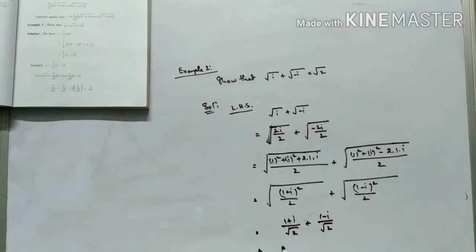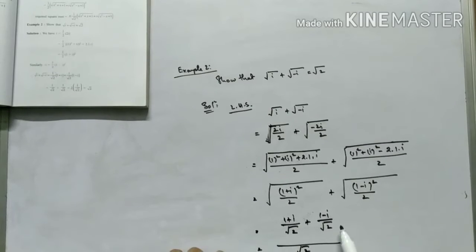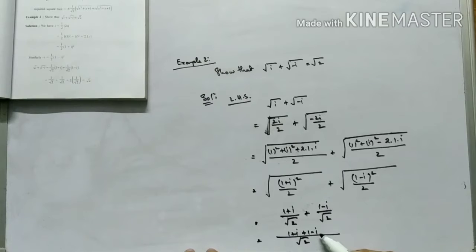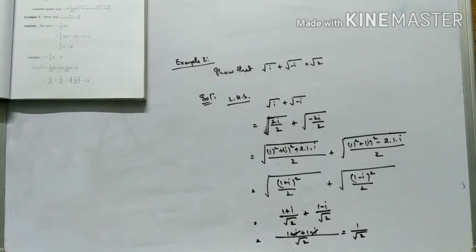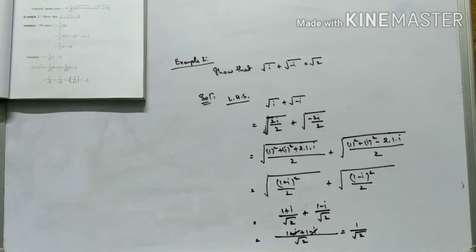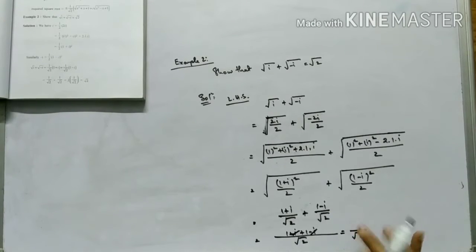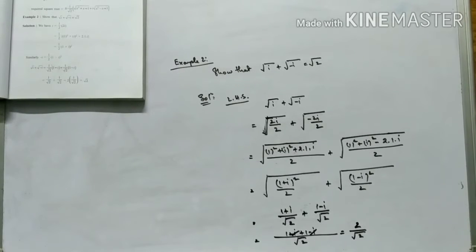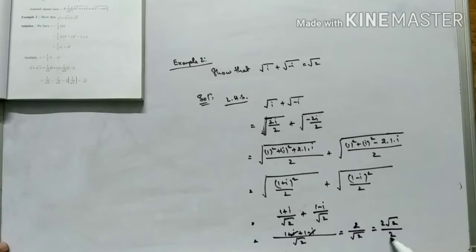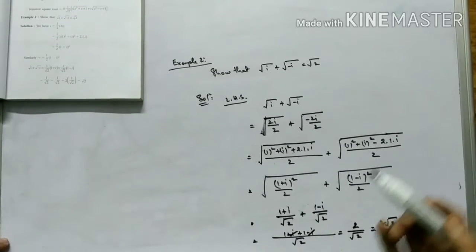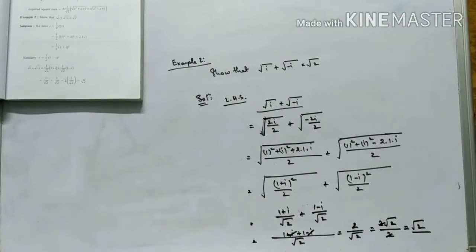Okay, so here if I take LCM root 2, I will get 1 plus i plus 1 minus i. Here the i and minus i cancel. Ultimately 1 plus 1, I will get 2 by root 2. So this is equal to 2 root 2 by 2, where if I multiply both sides by root 2, the 2 cancels, which is ultimately equal to root 2. Therefore this is equal to root 2, which is proved. Understand?